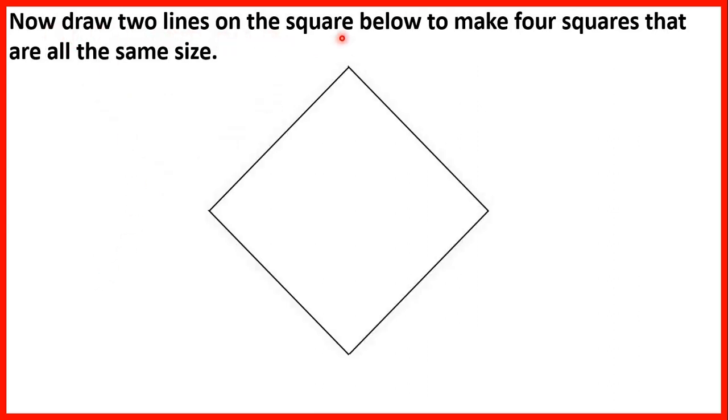Now, draw 2 lines on the square below to make 4 squares that are all the same size. So this time, the 2 lines that we want to draw have to look like this, because that way we've made 4 smaller squares. And it's important that the lines are drawn down the middle of the shape, so that we have the same length on both sides of where we've cut it. So this length here has to be the same as this length here, and you might need to check with a ruler, and also this length here needs to be the same as this length on the other side, and so on.